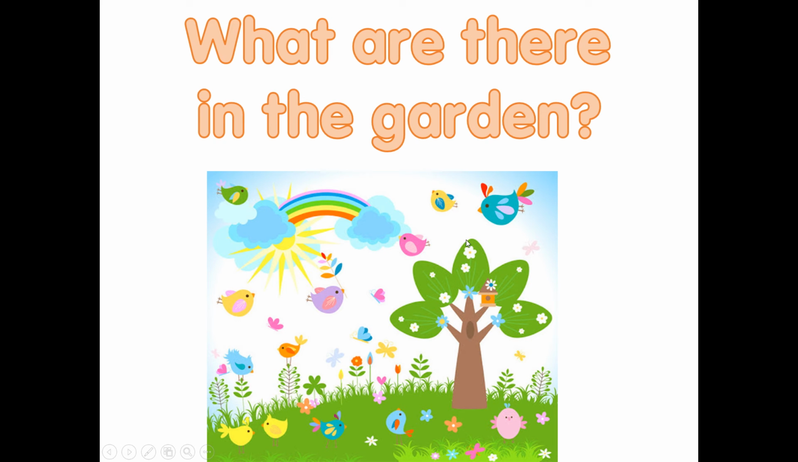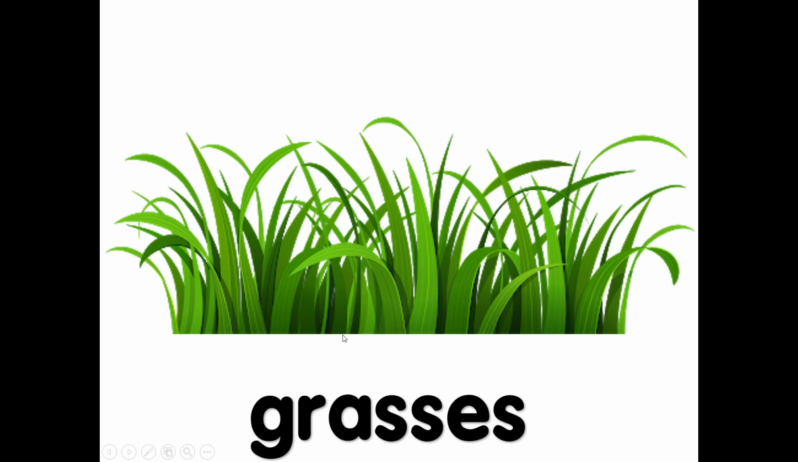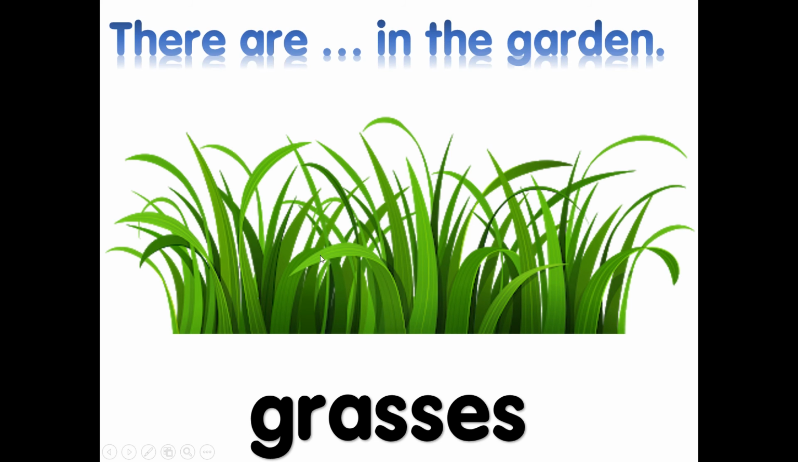今天我们要学的是在花园里有什么，你会看到什么？我们来看一看，认一认。The first one, what are these? These are grasses. These are grasses. How to spell grasses? Grasses. Grasses. They are grasses in the garden.